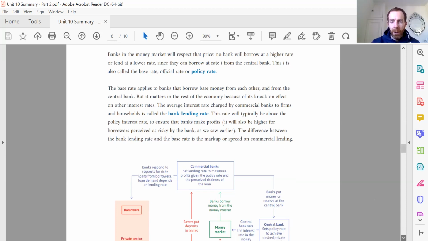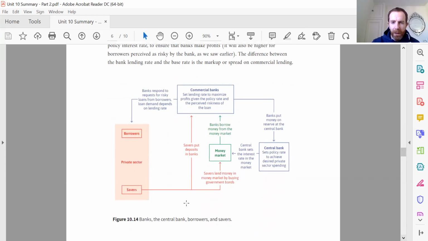So this diagram is quite useful for putting all this together. Let's start with the central bank. What do they do? Well, they are going to set the policy rate, the rate that money can be borrowed at.